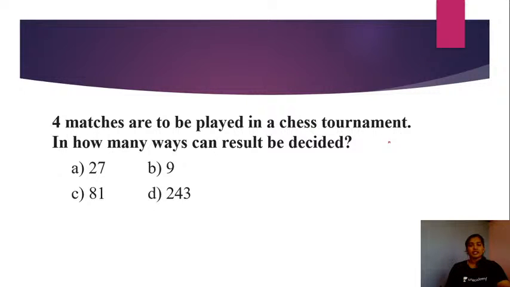Keep in mind in the chess tournament, you could have the result as a win, a loss or a draw. So these 3 are the possibilities for the result in a chess tournament. So there are 4 different matches, right? Each of the match has 3 different possibilities. So what would be the total number of possibilities for the result to be decided, or in how many ways can you all have this being done?